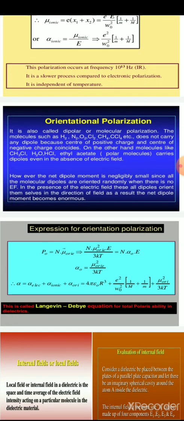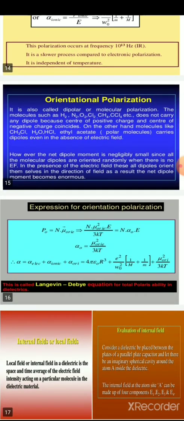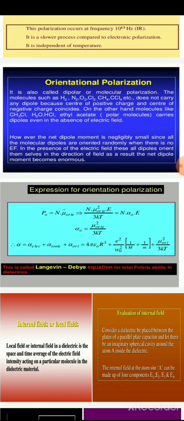P naught equals N into mu naught, mu orientation polarization. N is the number of atoms. Mu orientation is the dipole moment. P is the polarizability. Here we are taking N into mu orientation, N into mu square orientation into E by 3kT. Here it is dependent on temperature.